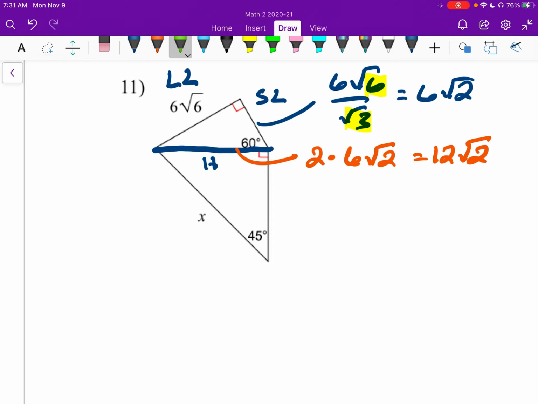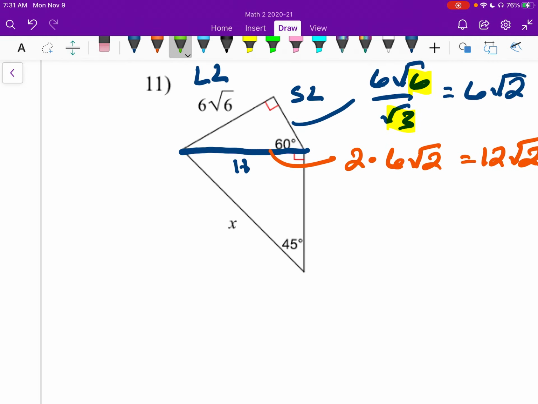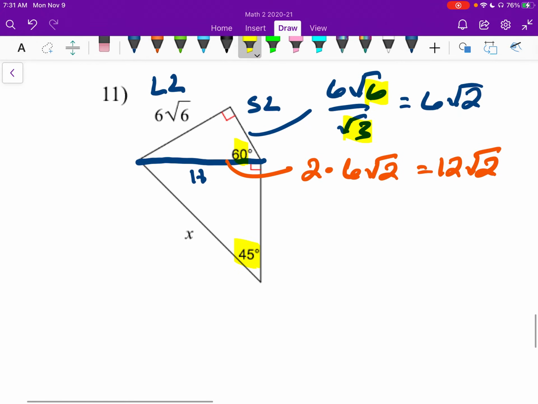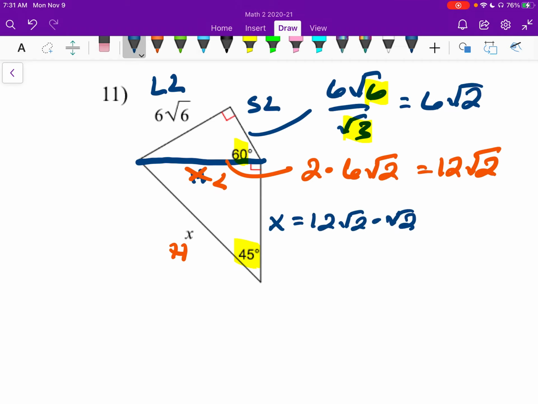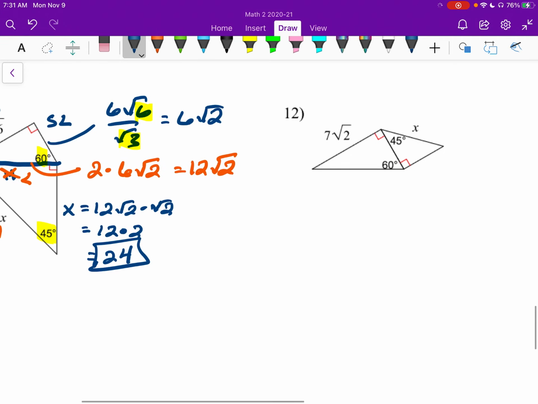And now, I don't know if I talked about this yet, but this was a 30-60-90 triangle. This one down here is a 45-45-90, which actually makes it a little bit easier because then we just have to multiply by root 2, right? This is our hypotenuse, and this is our leg now. So my x, I'll change colors here to blue. X equals 12 root 2 times root 2, which is just 12 times 2, which is 24.